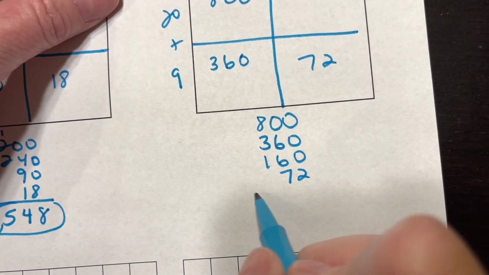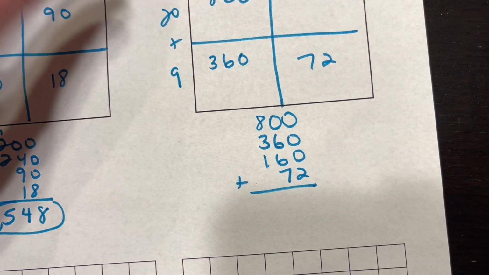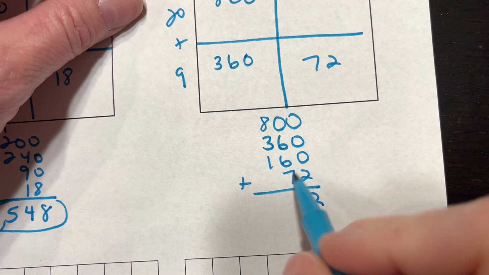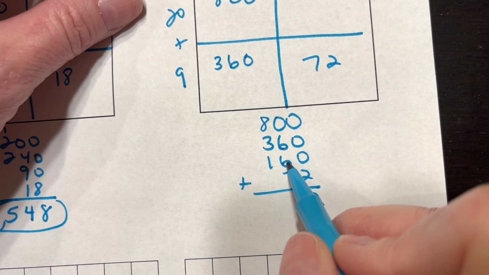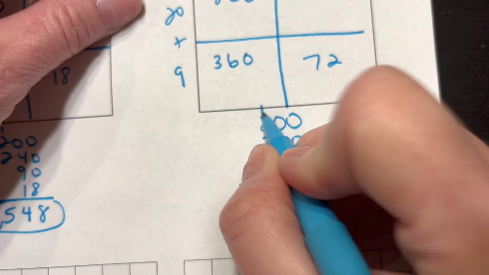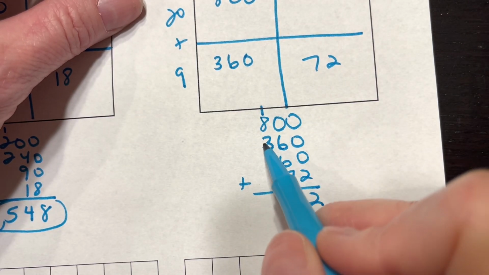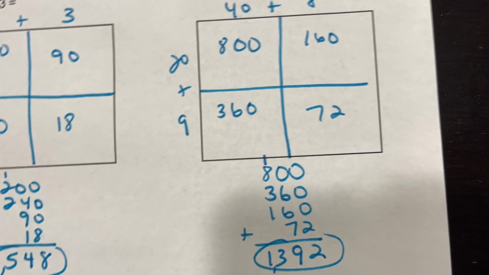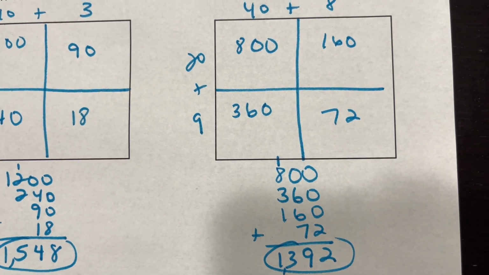And I'm going to do mine that way. Even if you switch the order around, doesn't matter, you can get the same thing. All these zeros and a 2 make 2. And 6 plus 6 is 12, plus 7 is 19. Carry my 1. 8, 9, 10, 13. So 1,392. So this is the area model for multiplication.